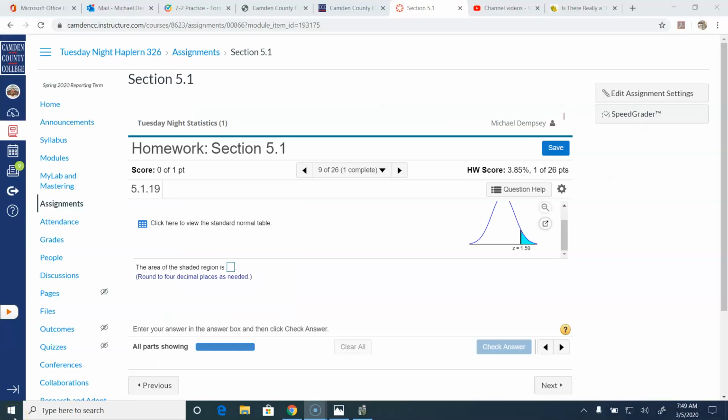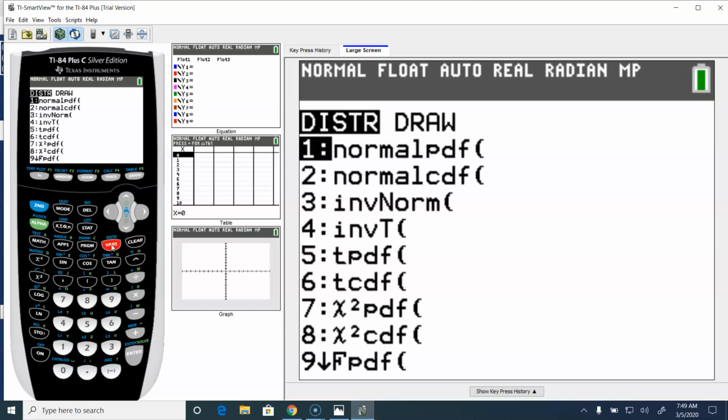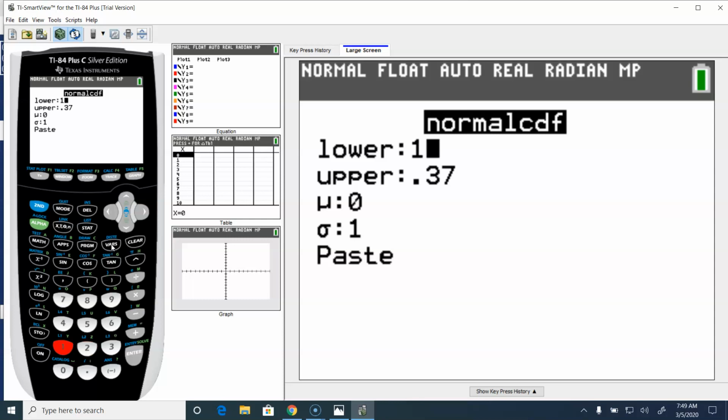Okay, so my calculator's acting up, but my lower limit is going to be 1.59 this time. I just cleared my screen, so I'm going to go second vars, NormalCDF. My lower limit's 1.59. For the upper limit this time, we'll pick something really big, like 100.